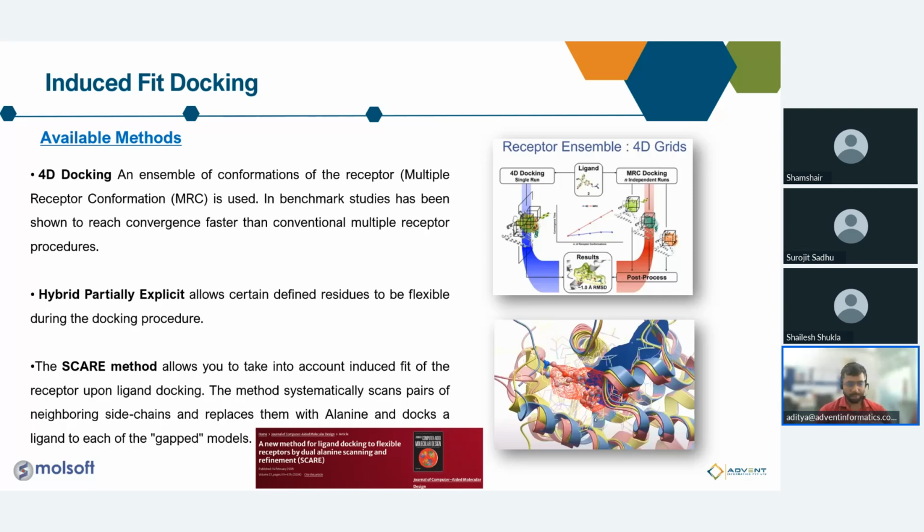Second, we have the hybrid partially explicit method, by which we allow some of the residues to be flexible. And the third approach is the scare method. So scare method, like I explained about the gatekeeper residues in the previous slide, is somewhat about that, where we replace the heavy amino acids on the pocket entry sites with lighter amino acids, like in this case alanine. We place our small molecule inside that, it makes the geometry and it will fit inside it, and at last we replace the original amino acids and see the interactions there.